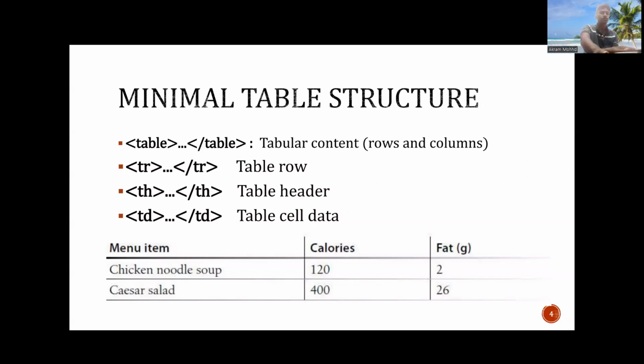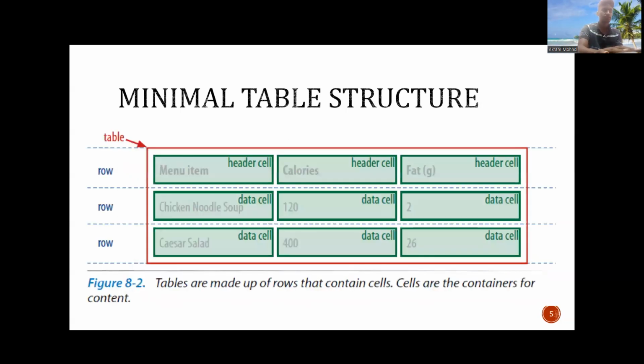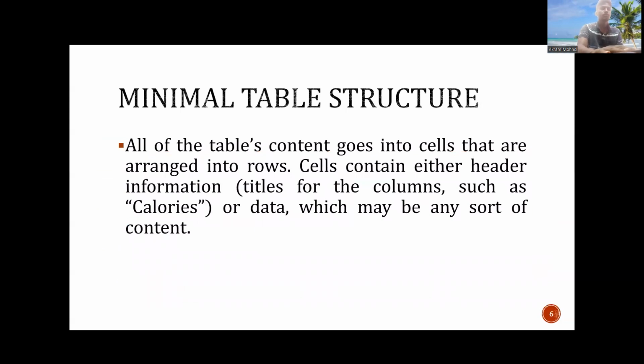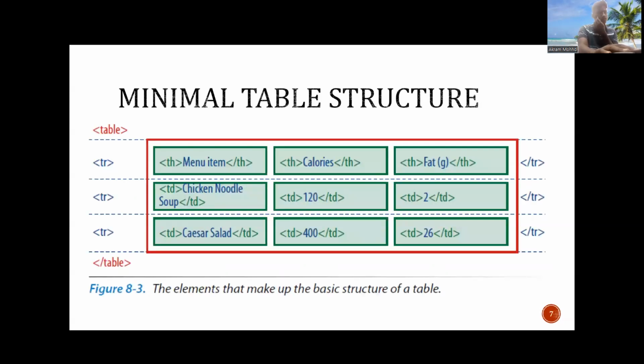This is the table which we are going to make with the help of HTML. It consists of three rows. Each row has three cells, with the header cells being menu item, calories, and fat respectively. The minimum table structure: all of the table contents go into cells that are arranged in rows. Cells contain either header information, such as a title for the column like calories, or data, which may be any sort of content. This is how the HTML mainly works.